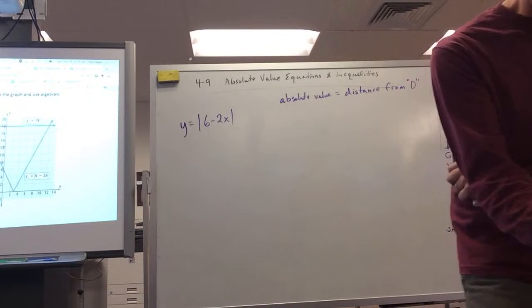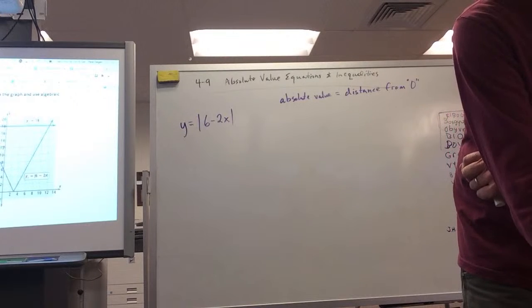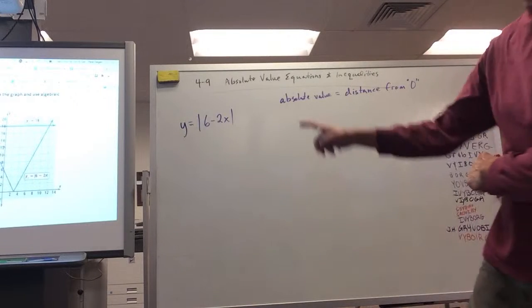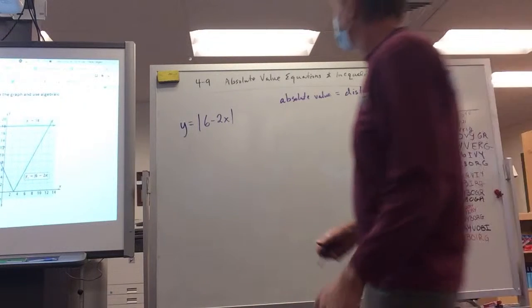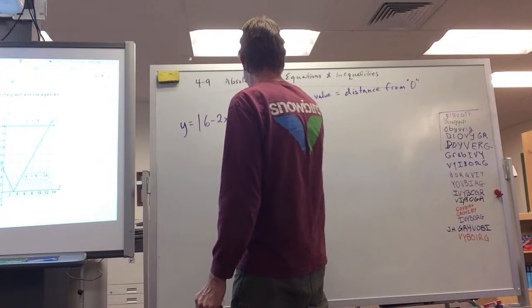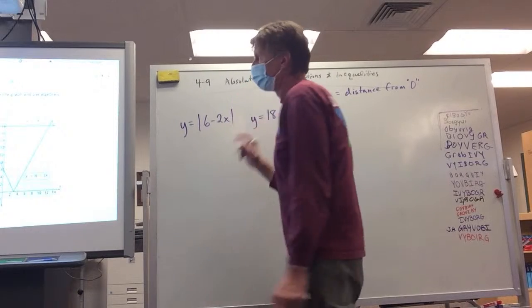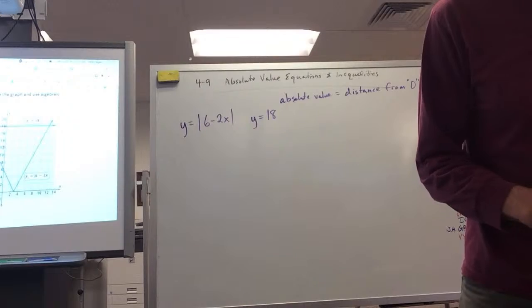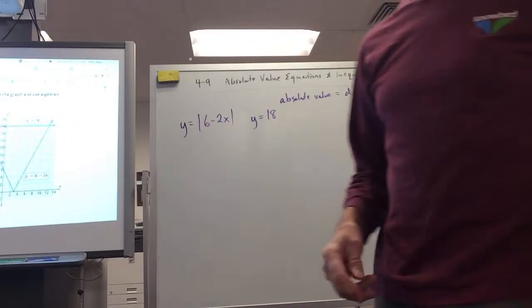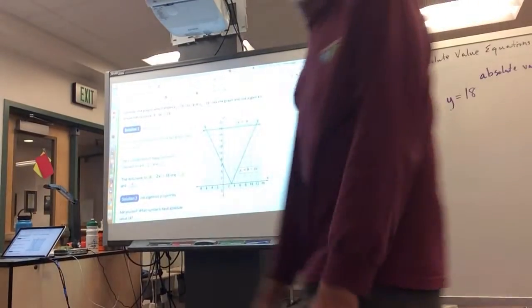Now, it says that they want us to consider this graph, which shows this equation, and then they also throw into this a second equation where y equals 18. And they want us to use the graph and use algebraic properties to solve this. So we got to solve it two different ways. When they say use the graph, what we do is we just look at it.